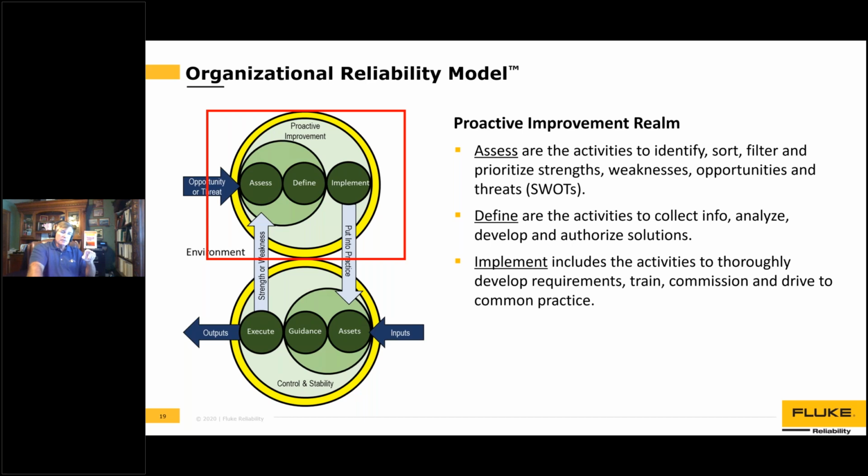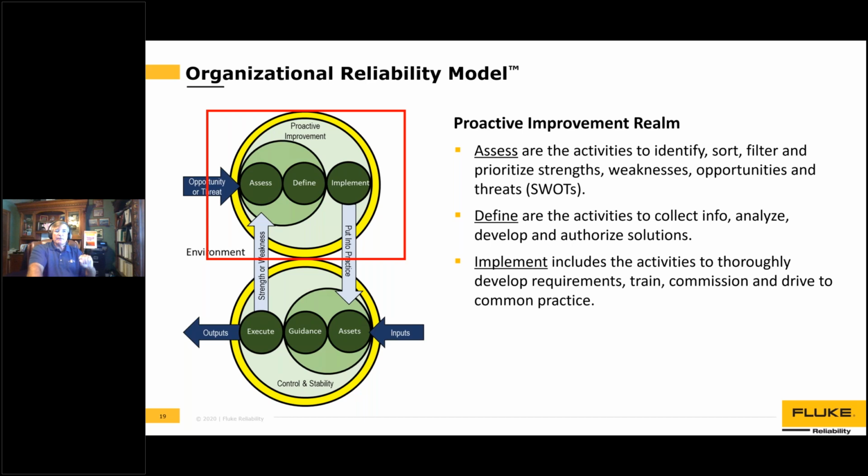Once you pass, you see that assess and define are encompassed by another circle. Everything within that inner circle that encompasses assess and define is just exploratory. You haven't authorized anything to be done yet. You're basically studying it and deciding if you are going to authorize it or not.